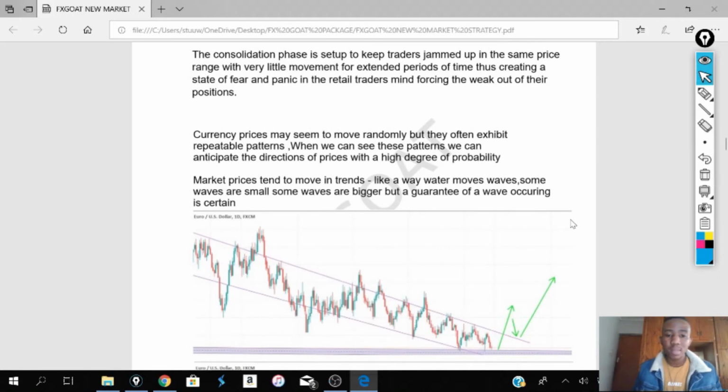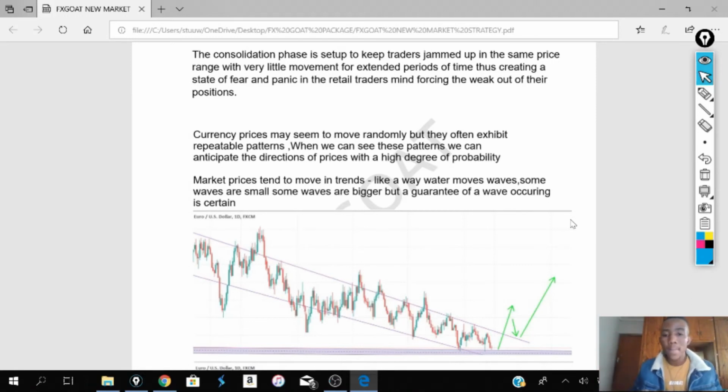Currency prices may seem to move randomly, but they often exhibit repeatable patterns. When we see these patterns, we can anticipate the direction of prices with a high degree of probability. Like I showed in the beginning, there are three types of trends. We have a straight trend, we have an uprising trend, and we have a downrising trend. And in those trends, you must understand what you're looking for. In a consolidation, you're scalping or you don't trade. Every time we have a downward trend, you're looking for selling opportunities every time we have lower highs. And when we have an upward trend, you're looking for buy opportunities when we have higher lows consistently.